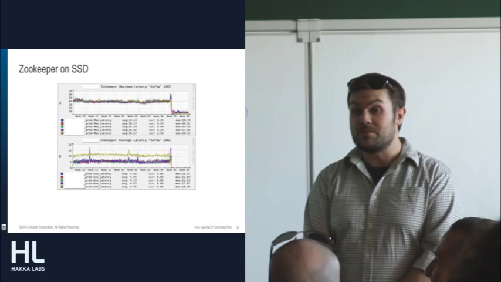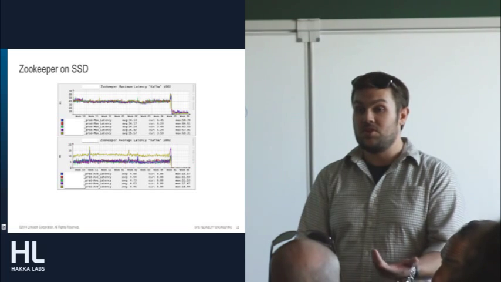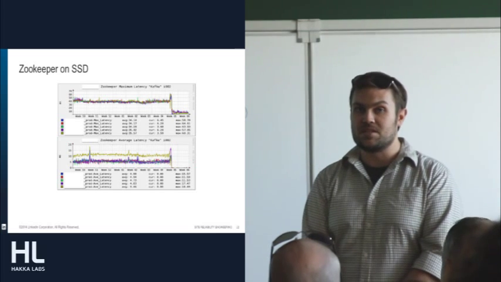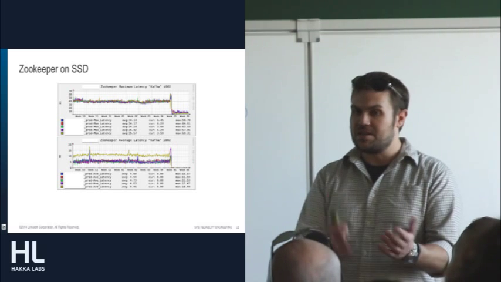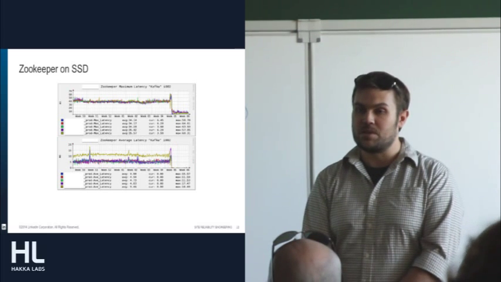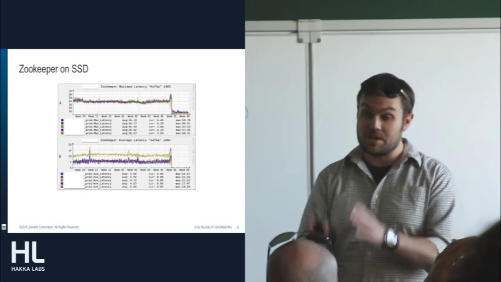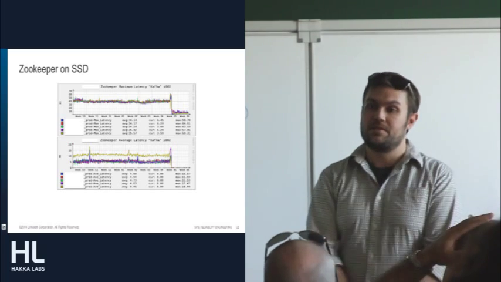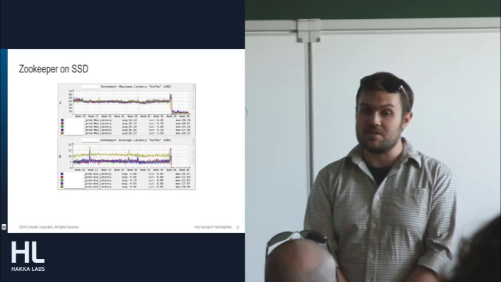How many Zookeeper clusters do we have? There's one cluster that runs all of the Kafka clusters in each one of our data centers. One Zookeeper cluster running all of the Kafka clusters. How many replicas? There's 5 nodes in the Zookeeper cluster.